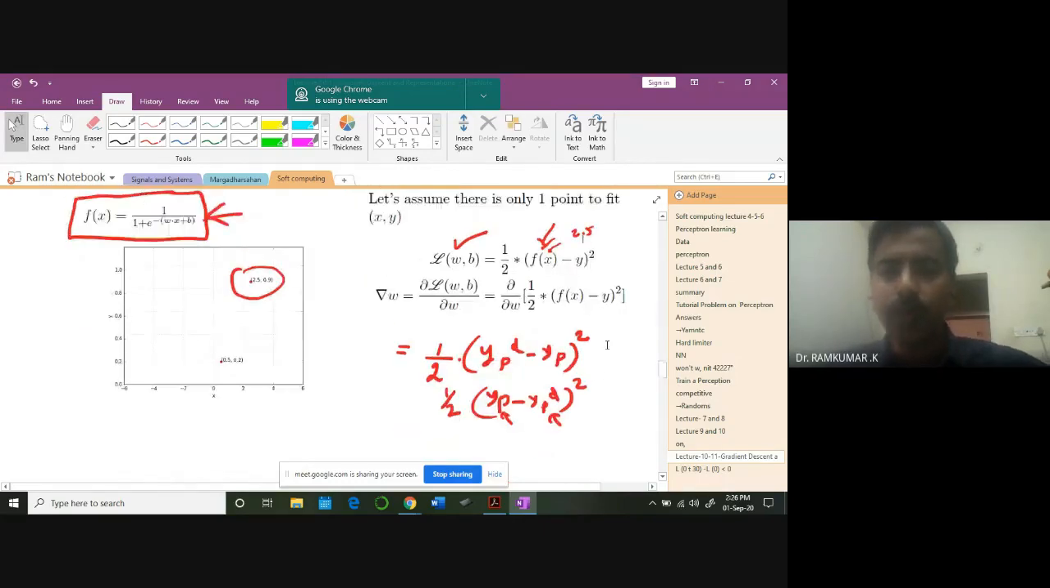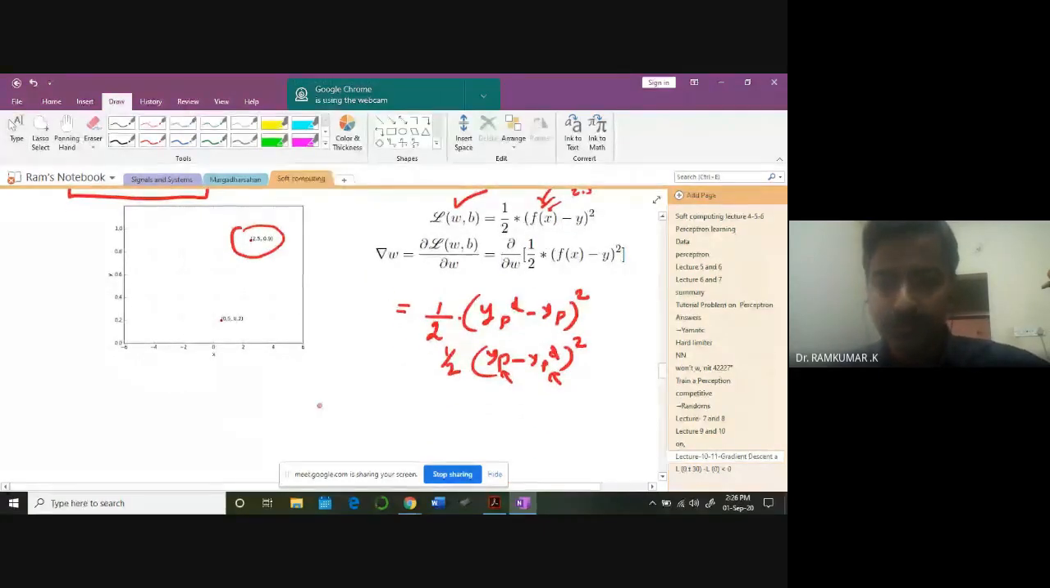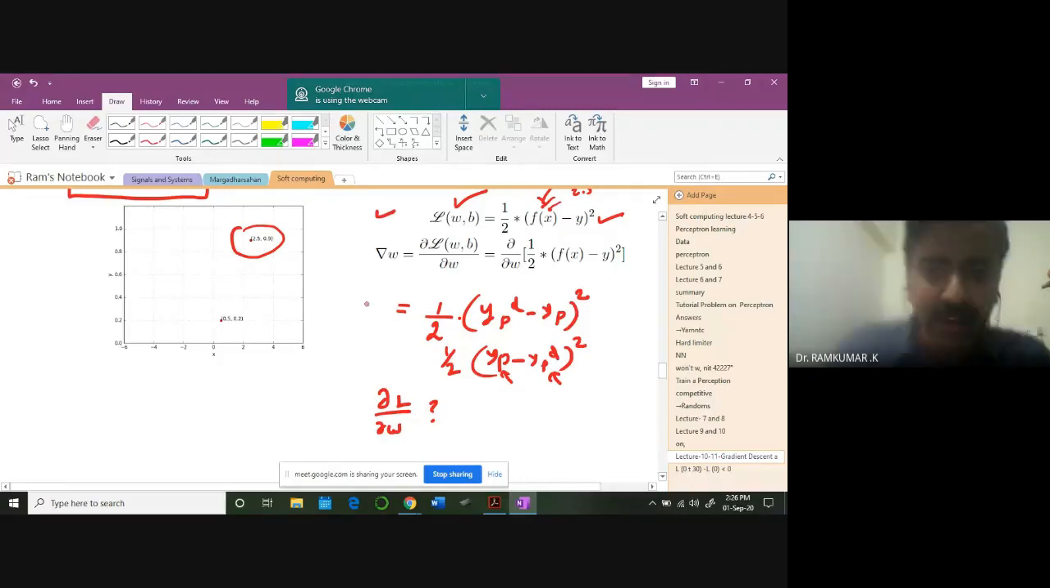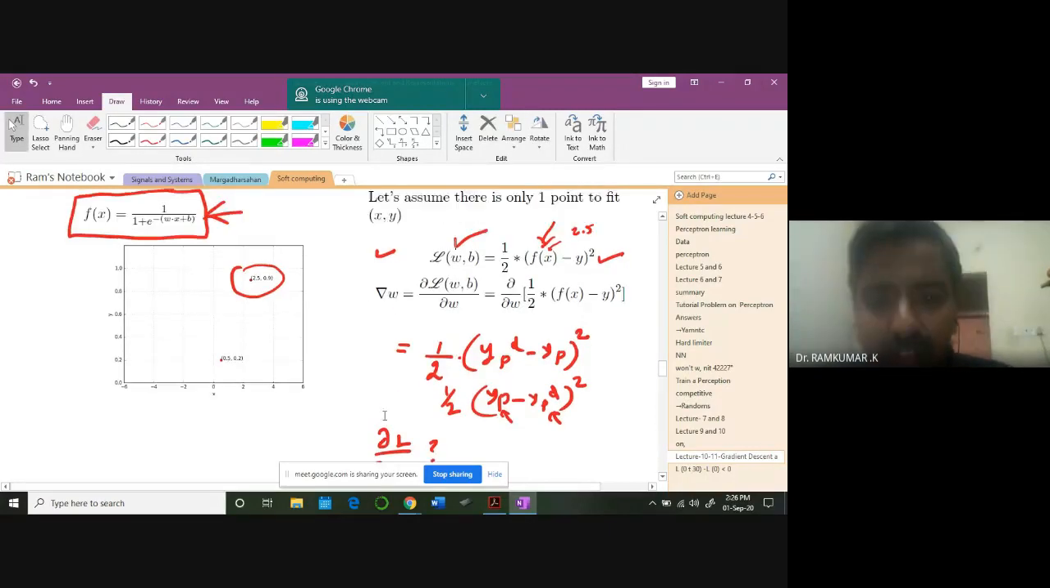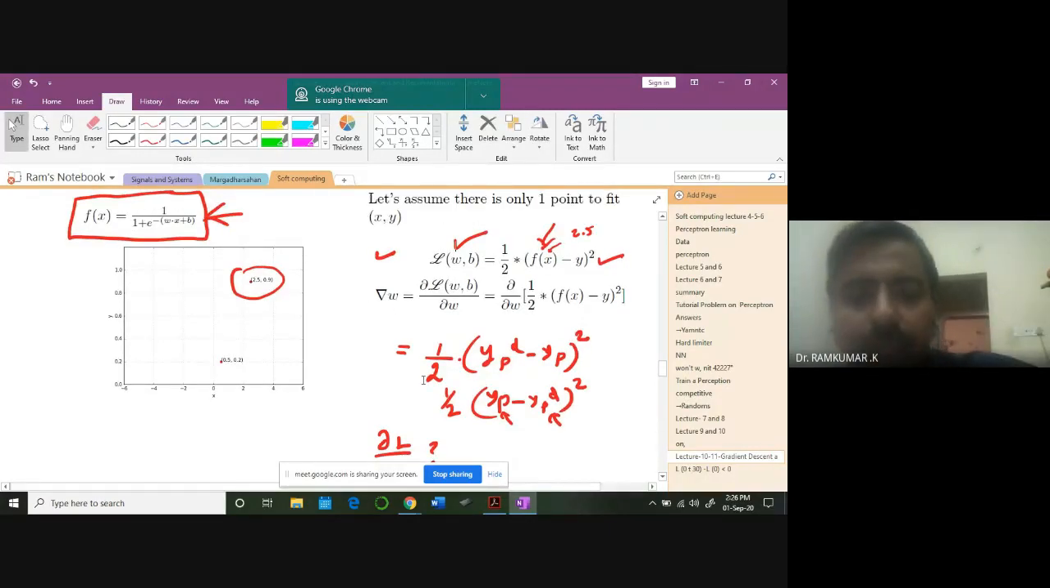Now, how do you compute the delta w? Dou L by dou w. How do you compute? Differentiate these ones. So that's what we are doing: dou by dou w of 1 by 2 of (y minus f of x) whole square. Everybody with me? Anybody having difficulty understanding this right now? Any questions here? This idea is quite important. Then only you can program it. You understand why I am writing this?